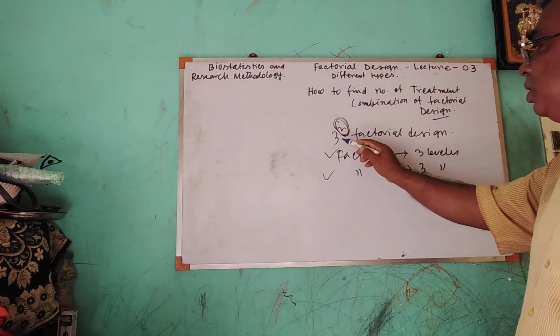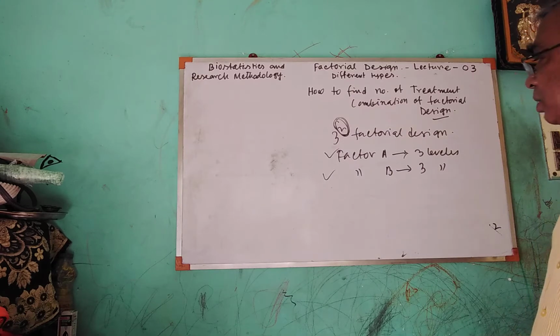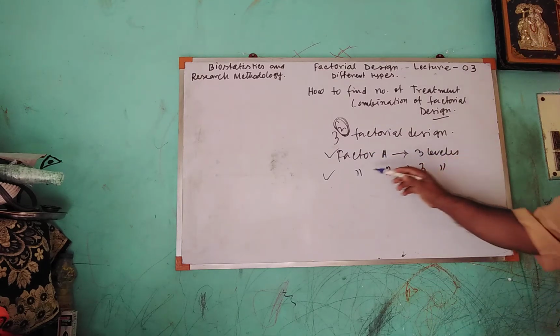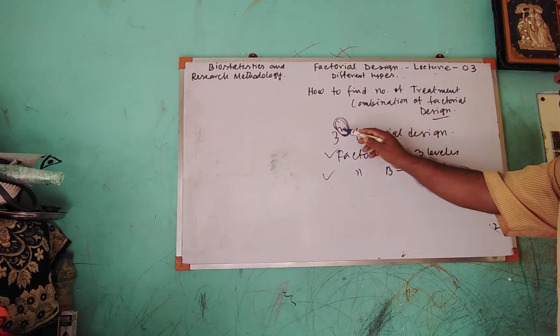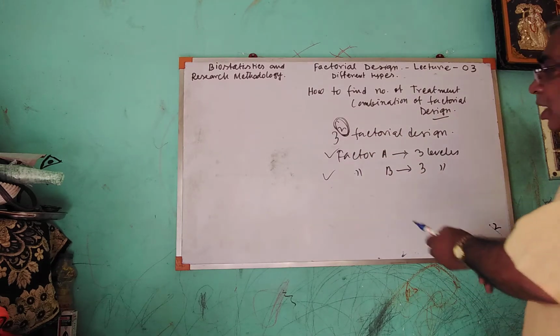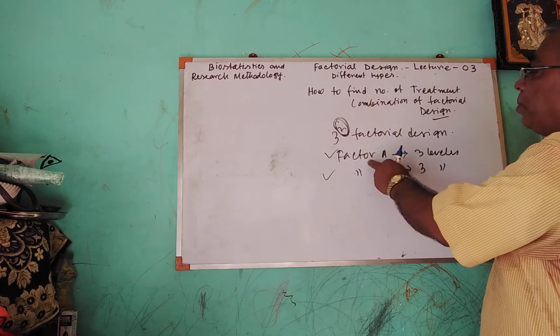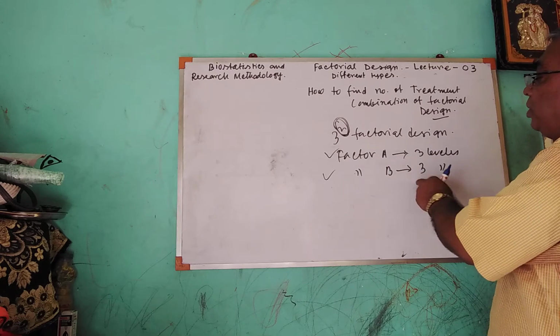That means this 3 means each factor having 3 levels. So factor A having 3 levels, factor B having 3 levels. 2 factors, I already told. So I am saying that factor A and factor B. Factor A having 3 levels, factor B having 3 levels.